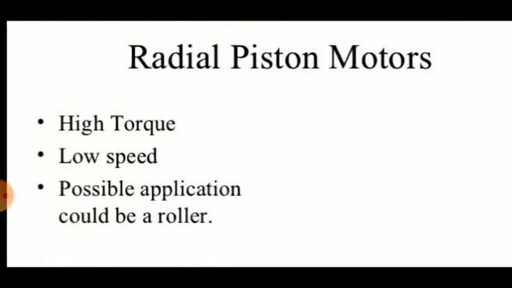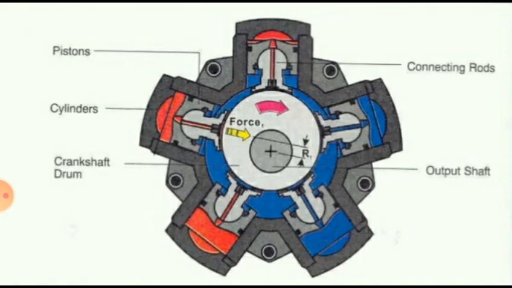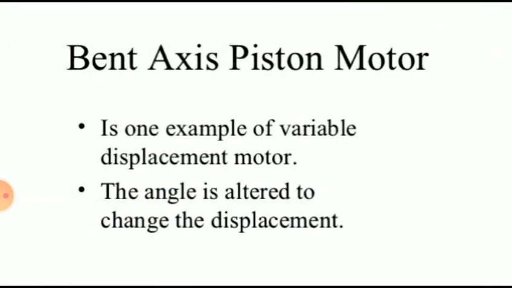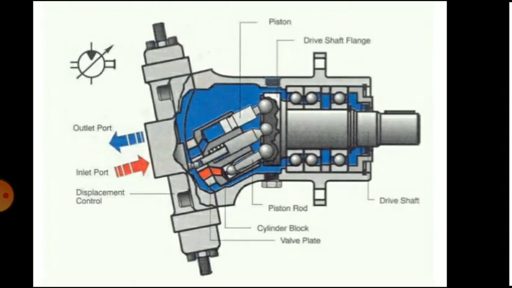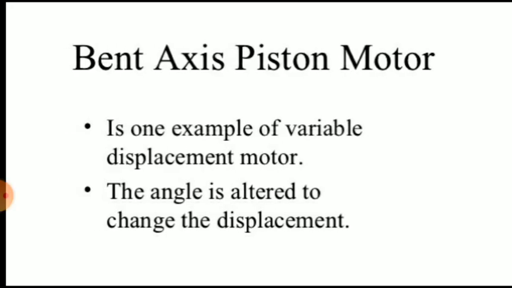So here is the radial piston motor, it is shown. Then the bent axis piston motor. It is an example of a variable displacement motor. The angle is altered to change the displacement. So this is a bent axis piston motor.